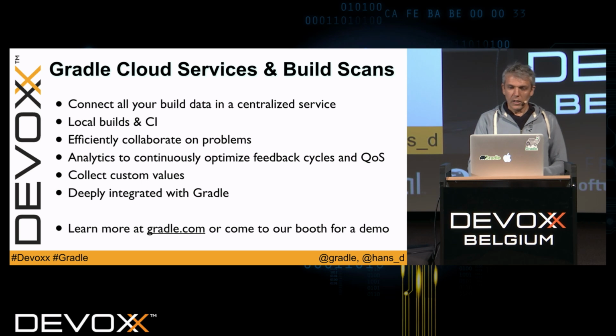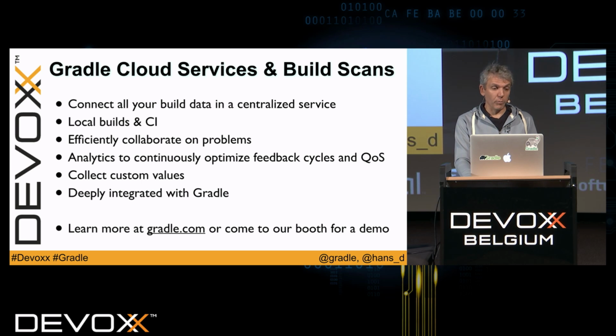Finally, I want to quickly mention another important part of build scalability, Gradle Cloud Services and build scans. This is a service that collects and connects all your build data in a centralized service. So whenever you run a build, CI or local, the build metadata, which tasks were executed, which dependencies were used, which tests were run, how long it took, what the memory situation was, is all collected and sent to this service. So you can use that to efficiently collaborate on build problems.